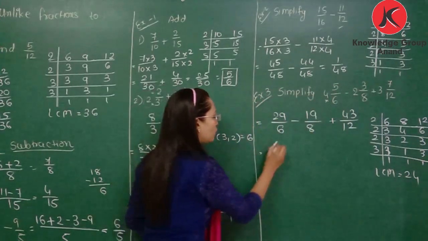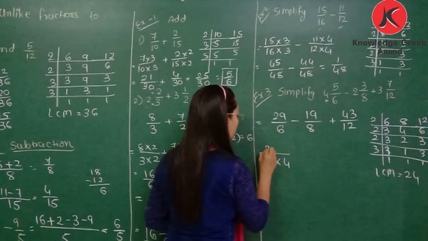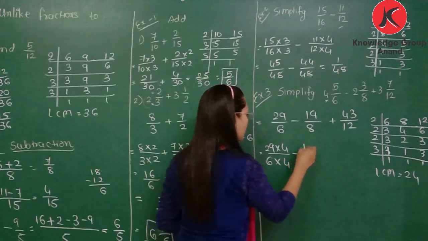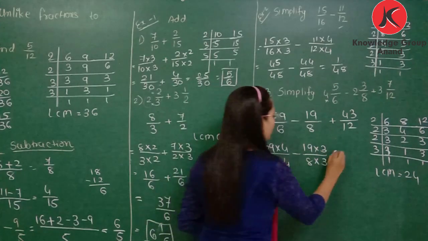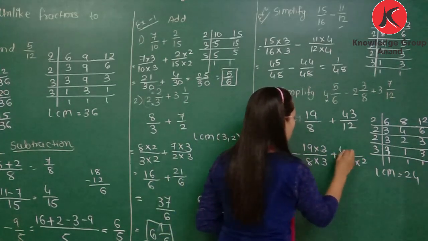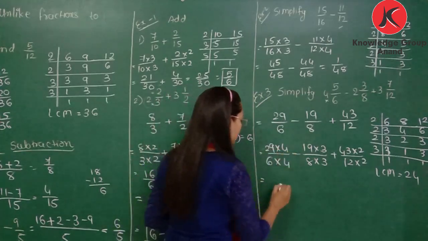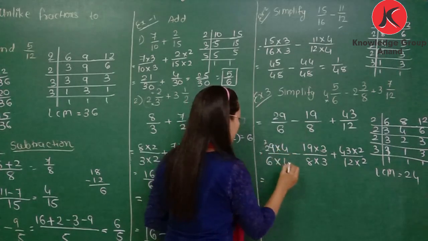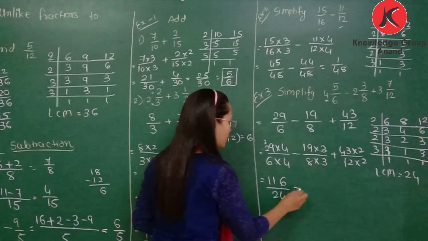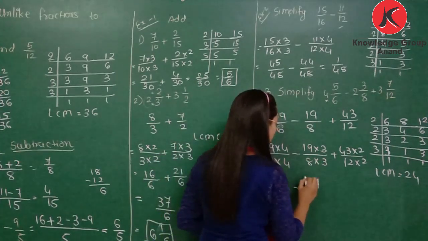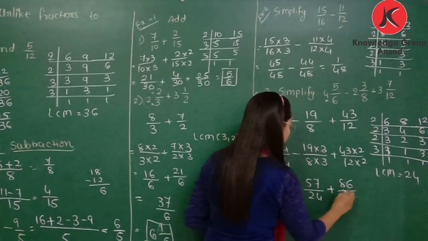So here to get 24, 6 needs to multiply with 4, so 29 is also multiplied with 4. 8 needs to multiply with 3, so 19 is also multiplied with 3, and 12 needs to multiply with 2, so 43 is also multiplied with 2. Now multiplying, we get 116 by 24 minus 57 by 24 plus 86 by 24.